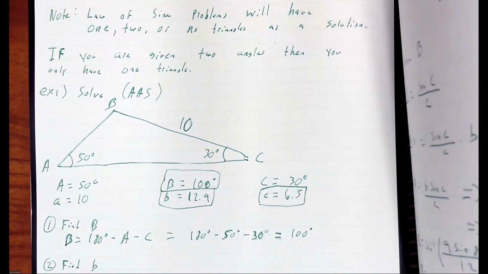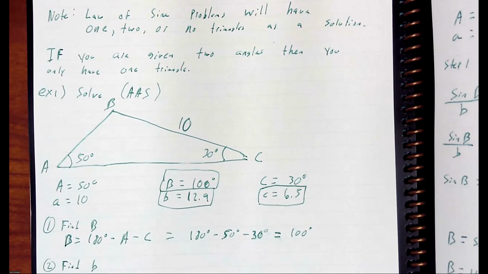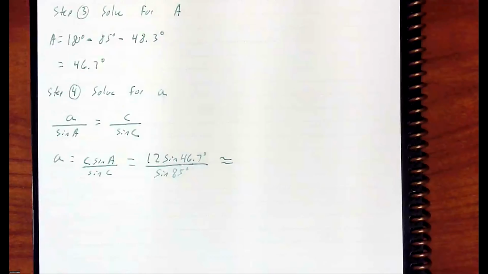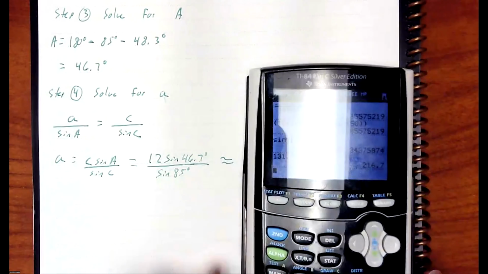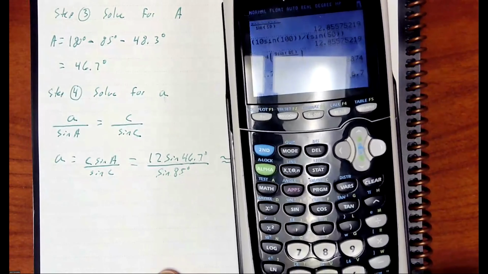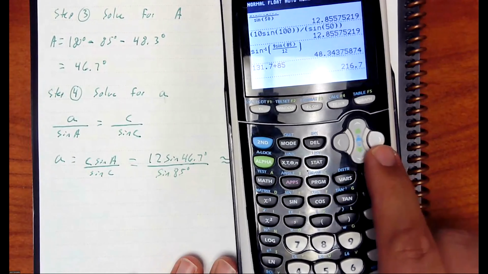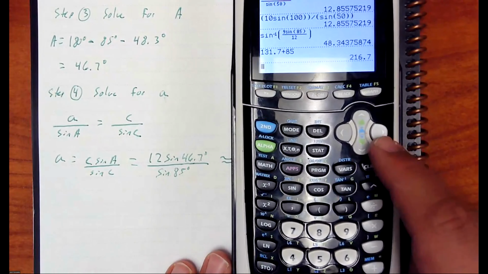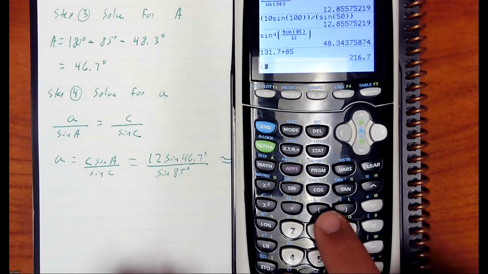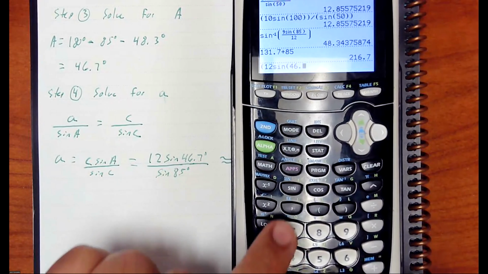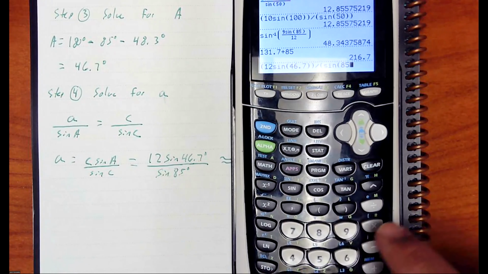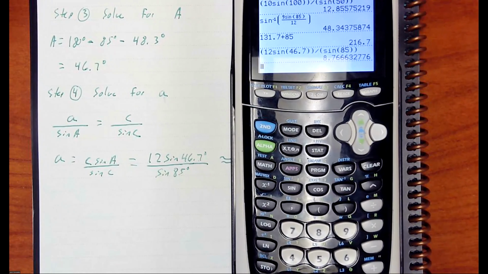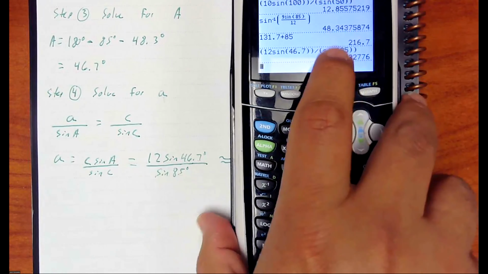Okay. Double check everything. 85. Yeah. So what is that? Eight point eight.